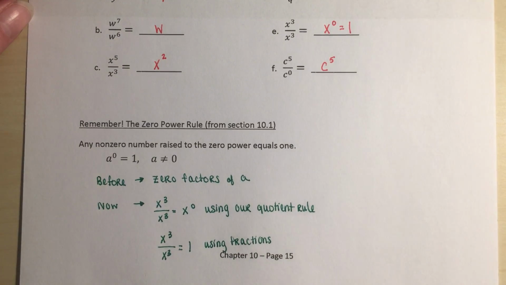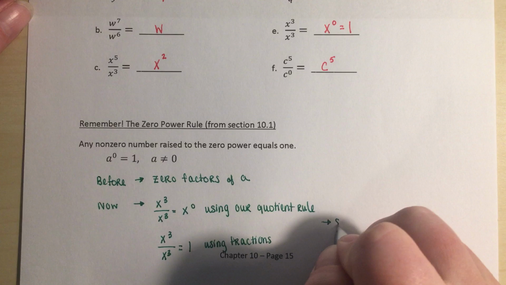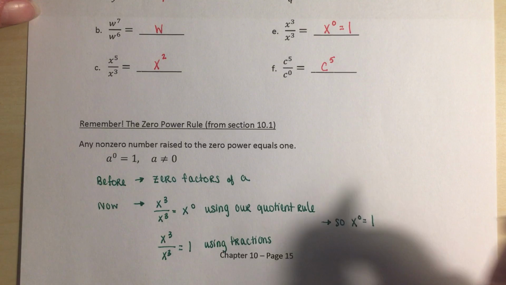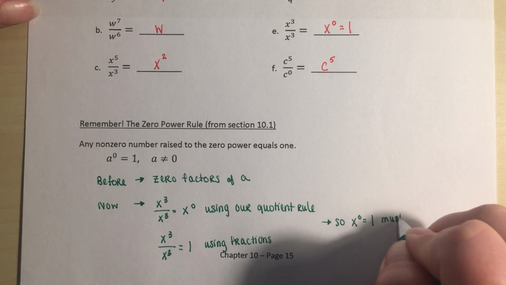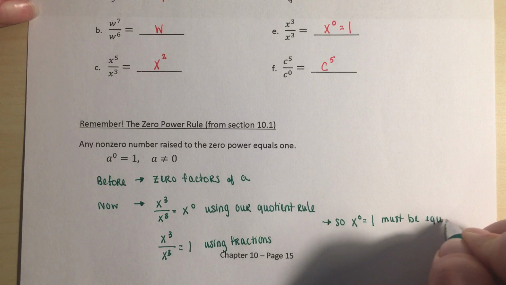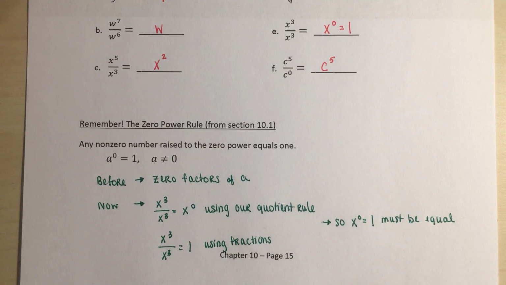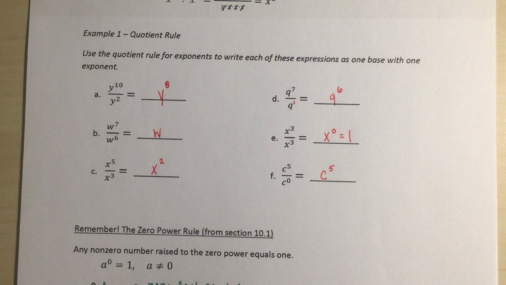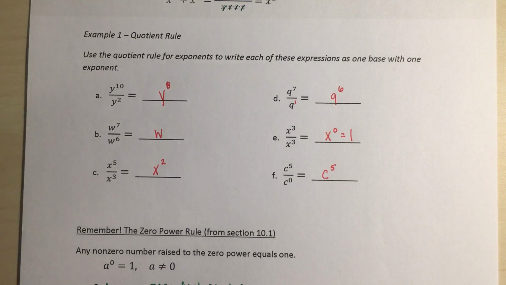So x to the 0 and 1 must be equal. So that's just another explanation of where we got that original value of 1 from back in section 10.1. So we could use our quotient rule or we could use fractions. But going back to this example, the key thing that we're thinking about here is that we are subtracting exponents. When we're using our quotient rule, we are subtracting exponents.